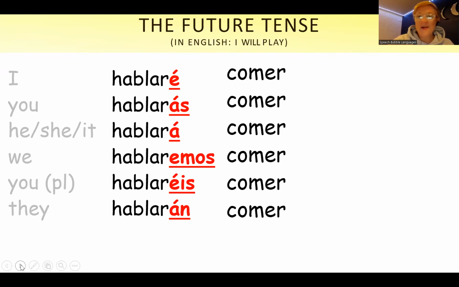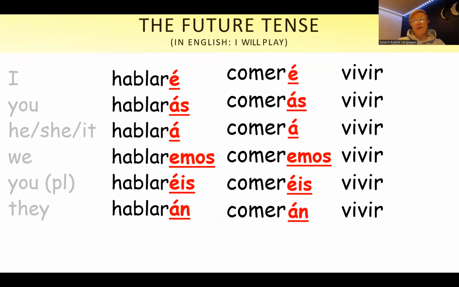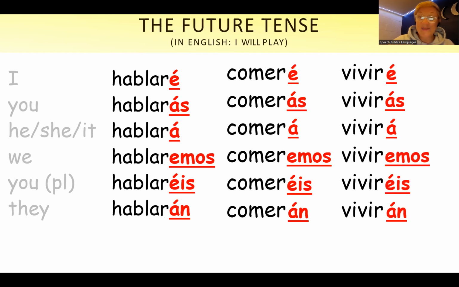Say them after me. Comeré. Comerás. Comerá. Comeremos. Comeréis. Comerán. Yep, they are exactly the same as our AR endings too. What about our friend vivir, who helps us learn our endings for our IR verbs? Do you think it's going to be third time lucky? Let's take a look. Viviré, vivirás, vivirá, viviremos, viviréis, vivirán.